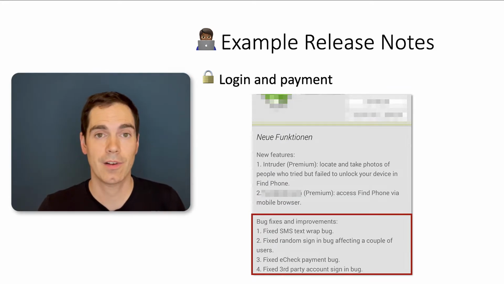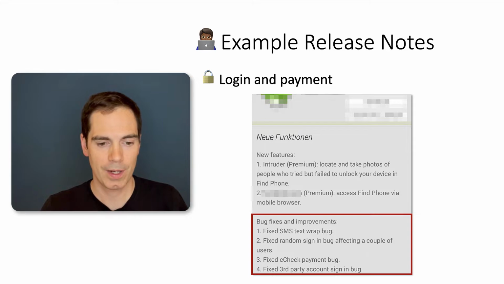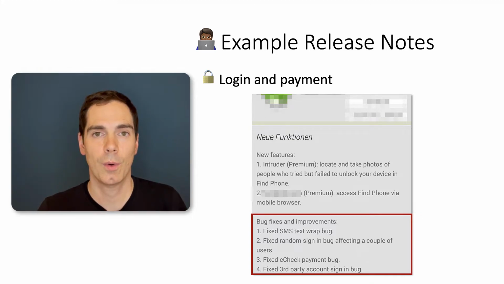Login and payment. This is a rather critical one, right? I mean, if you have an app that has a payment mechanism inside or requires a login to use your service, this is critical for your business, and this actually should never happen. Nevertheless, in this app it happened basically because there was some random sign-in bug affecting a couple of users, and there were some issues with the payment. So this is really something that you always have to test, right? If you have a login in your app and if you have a payment system, make sure this is on the top of the list of your testing activities before you submit an app to the app stores.